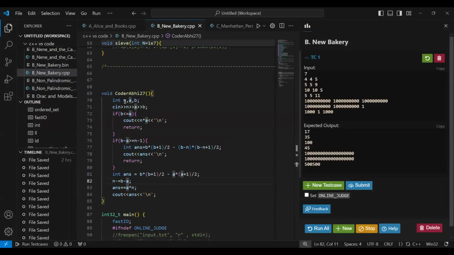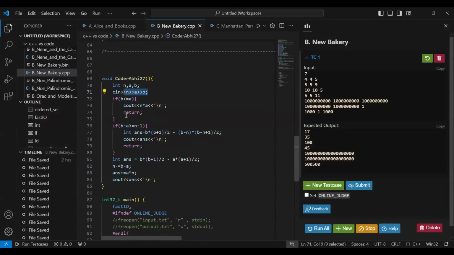We took n, A, B as input. So these were our inputs. And the first special case: if B is less than or equal to A, we can just print n times A. There is no benefit in taking B if it's not more than A. We take K equal to 0, and we can return.